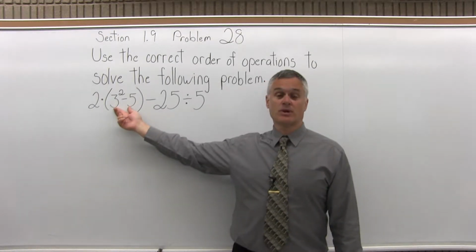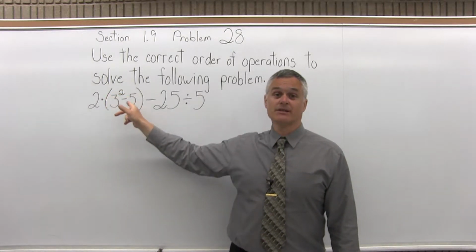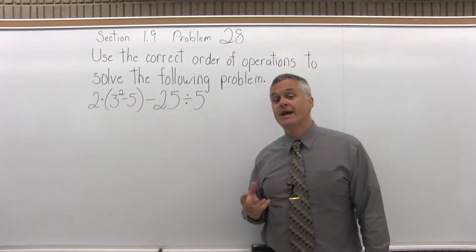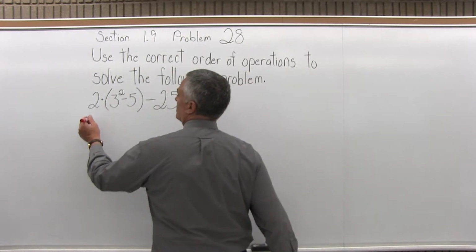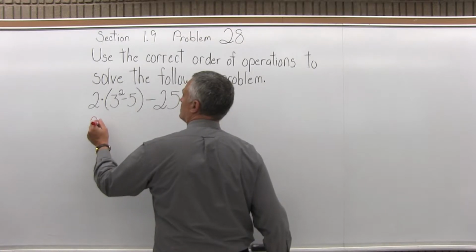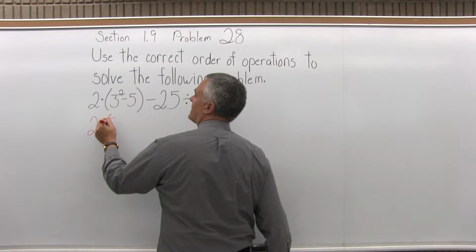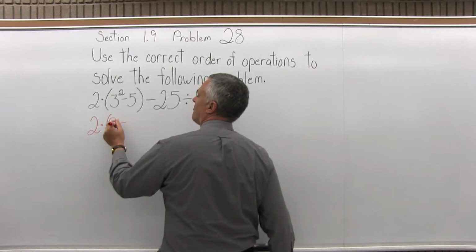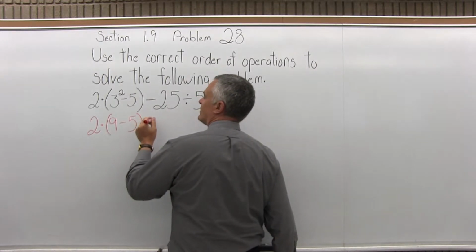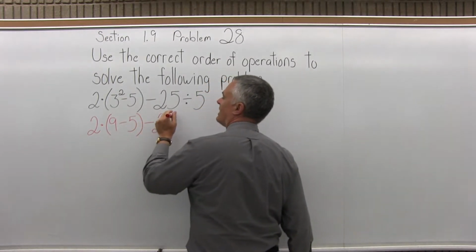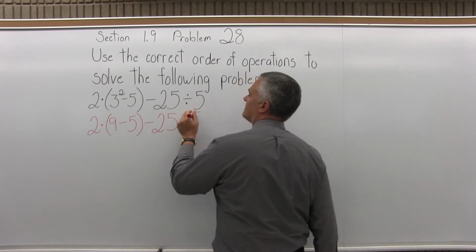But even within the parentheses, there are 2 different operations. You have an exponent, or second power, and a subtraction. So between exponent and subtraction, you need to do the exponent first. So let me write this as 2 times, in the parentheses, 3 to the second power. 3 times 3 will become a 9 minus 5. The rest will stay the same for now. Minus 25 divided by 5.